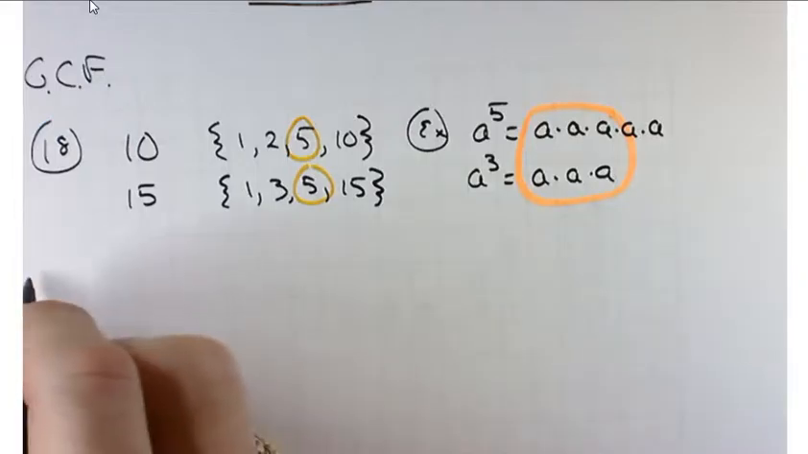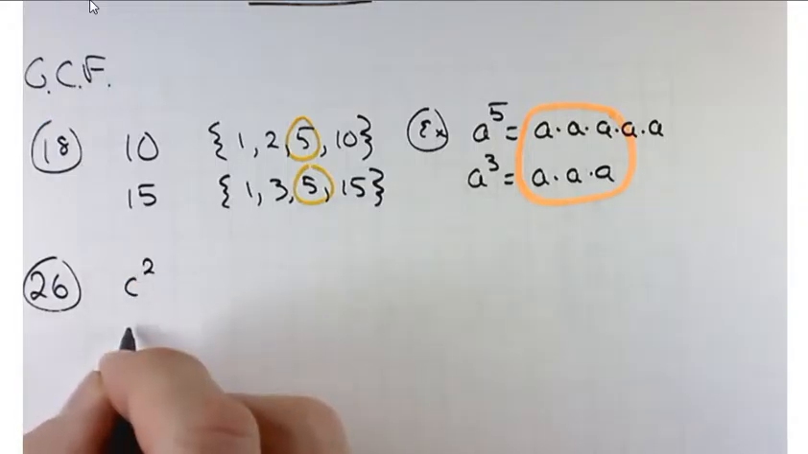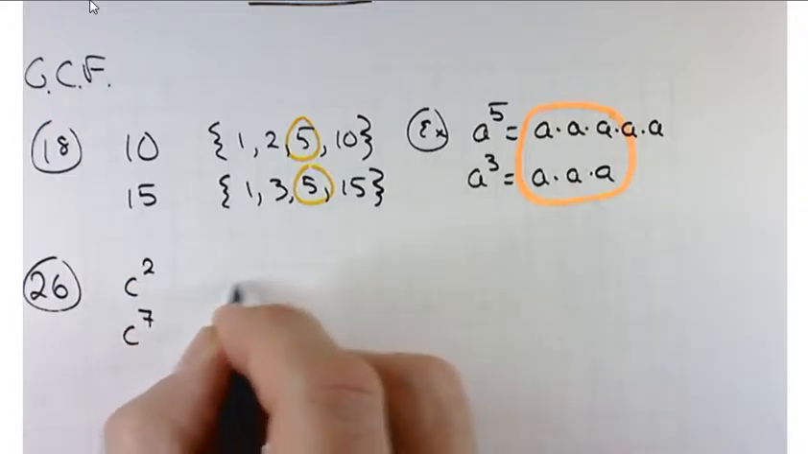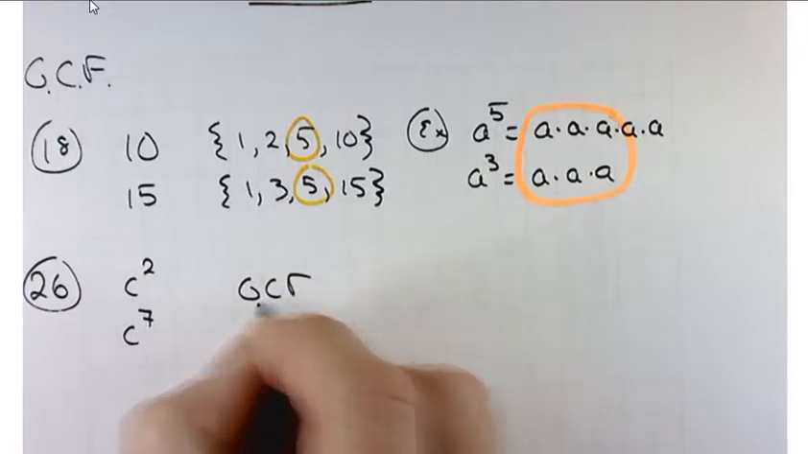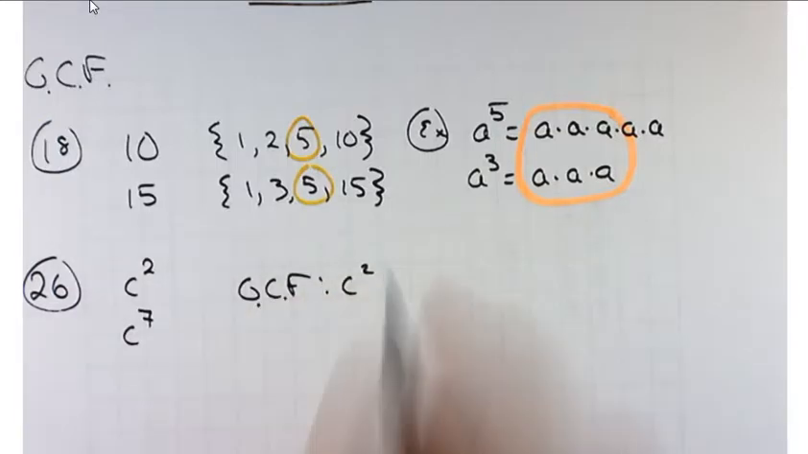Problem 26 is a nice example of that. They want the GCF between c squared and c to the 7th. What do they both have? C squared. It's the most that they both have. Good.